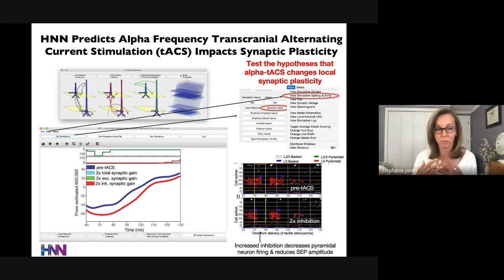You could use GABA spectroscopy. There's lots of imaging tools that we can use to start to both test these predictions, but help us develop our HNN model by making sure that we get all the underlying circuit dynamics right.